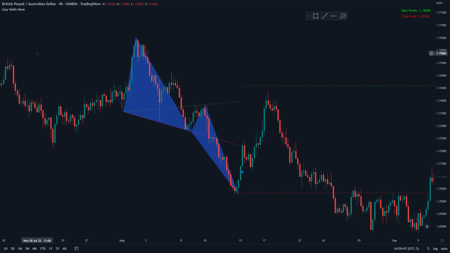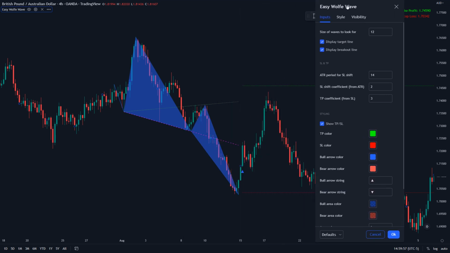This is Ronald, and in this video we're going to go over the easy Wolfe Wave here on TradingView. Let me just get the settings up real quick.